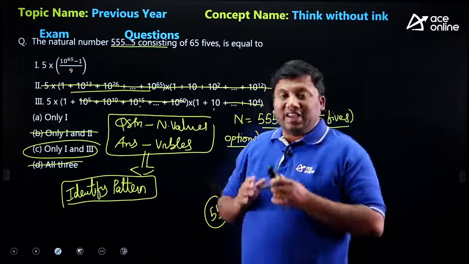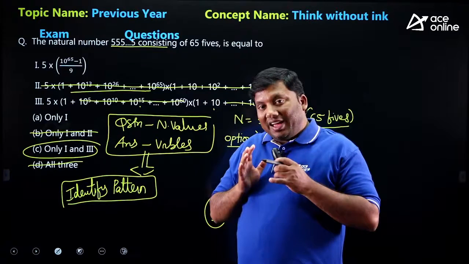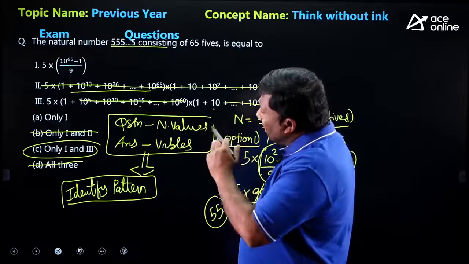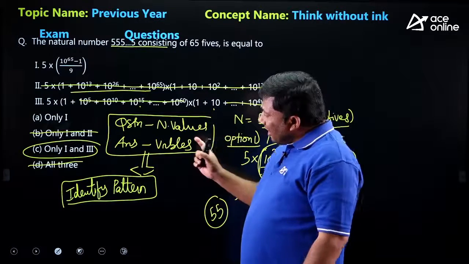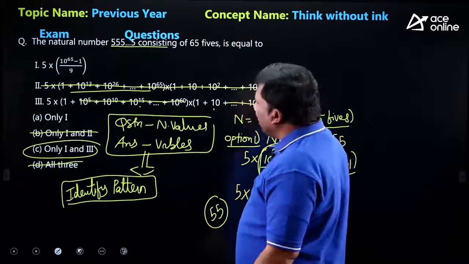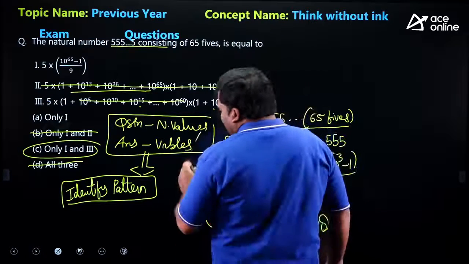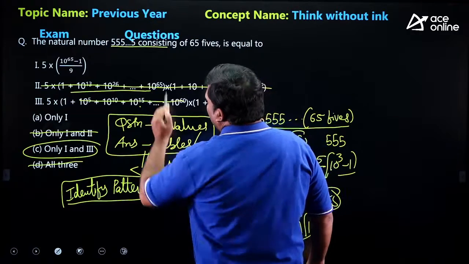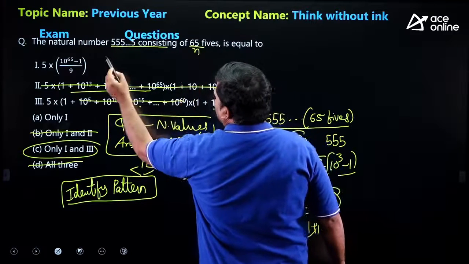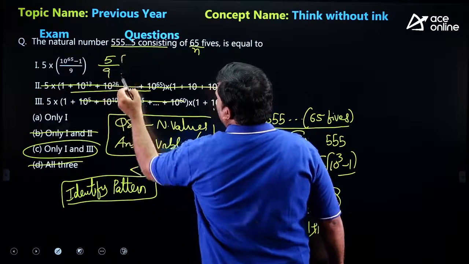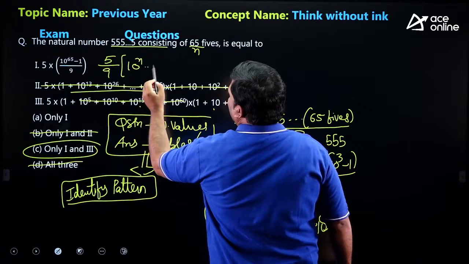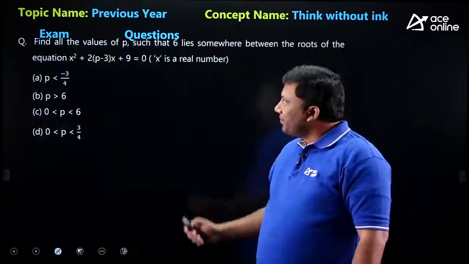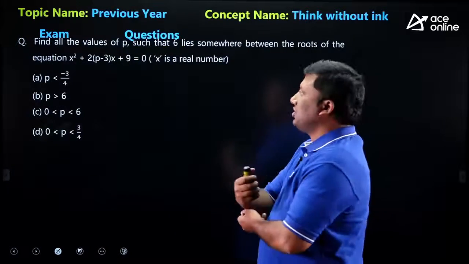From this, you will get the answer. I hope the idea is very much clear to you. The question contains numerical values, and the answer contains variables or numerical values. It follows a particular pattern. That means if it is n, the answer is 5 by 9 into 10 power n minus 1. Concept clear? Next one. See these beautiful questions.